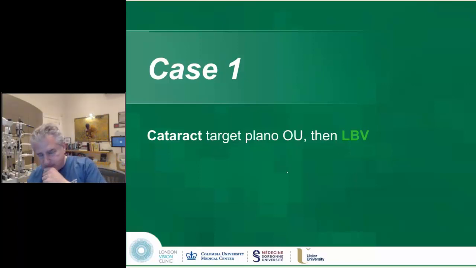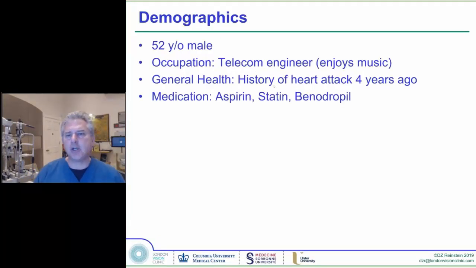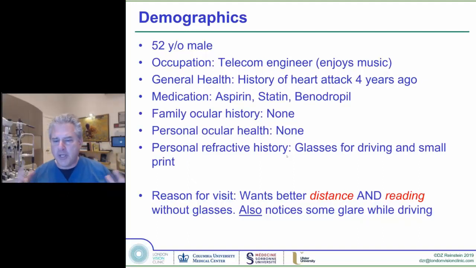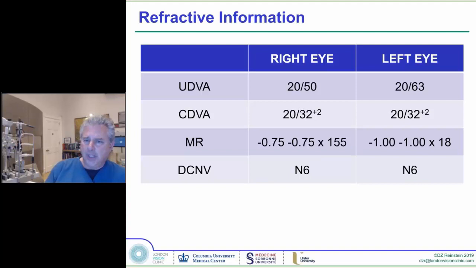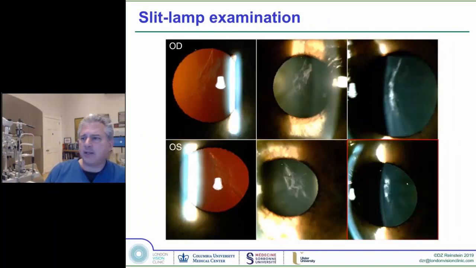So case one is a patient who was 52, was a telecoms engineer, everything was fine, refractive history unremarkable, wanted better distance and reading, but also was noticing a bit of glare. And it turns out that he actually had cataract when he presented to us. So his best corrected vision was 20/30 in each eye, and he was slightly myopic. Now, remember, he's 52, right? His topographies were normal. There was a bit of inferior steepening, but with our epithelial mapping, we obviously excluded that from being keratoconus. But he did have these spokes, and this is real cataract.